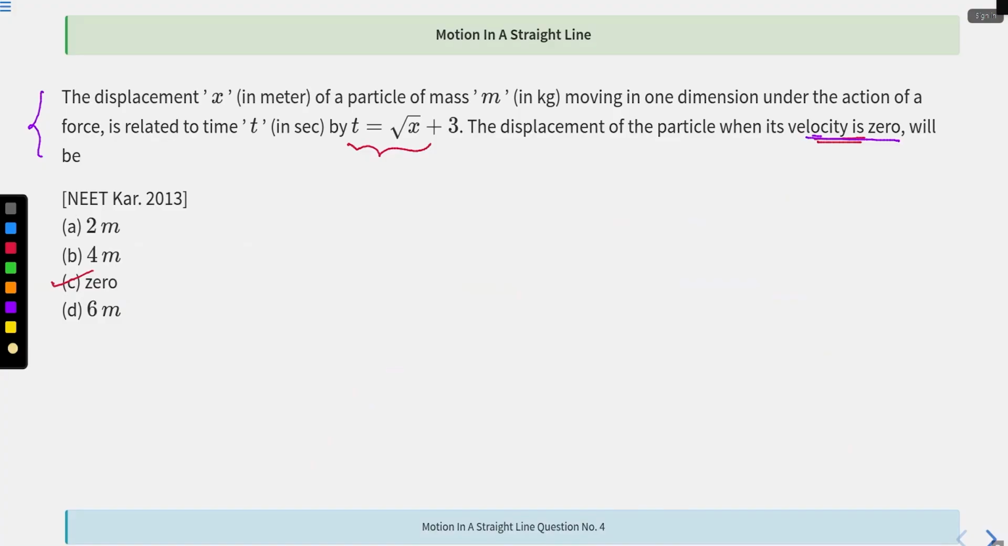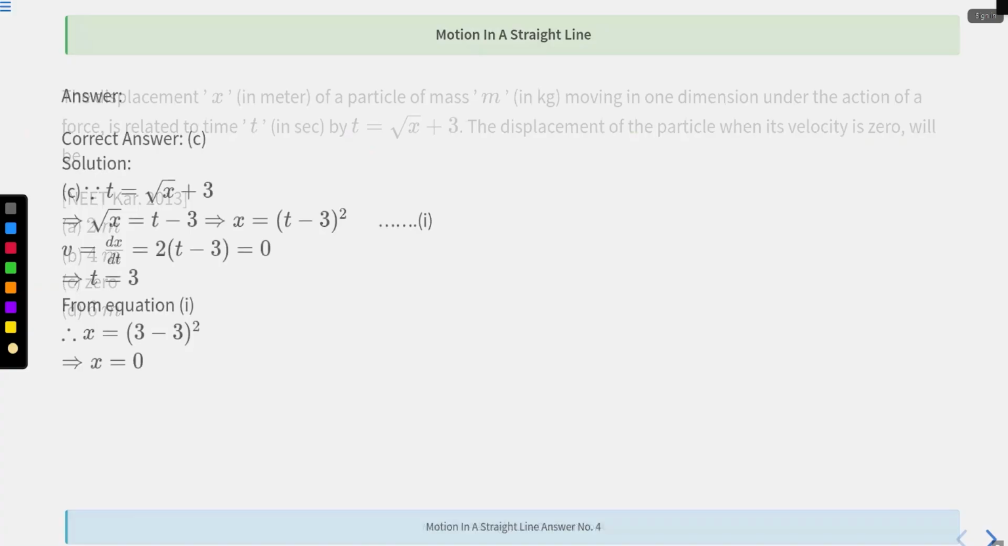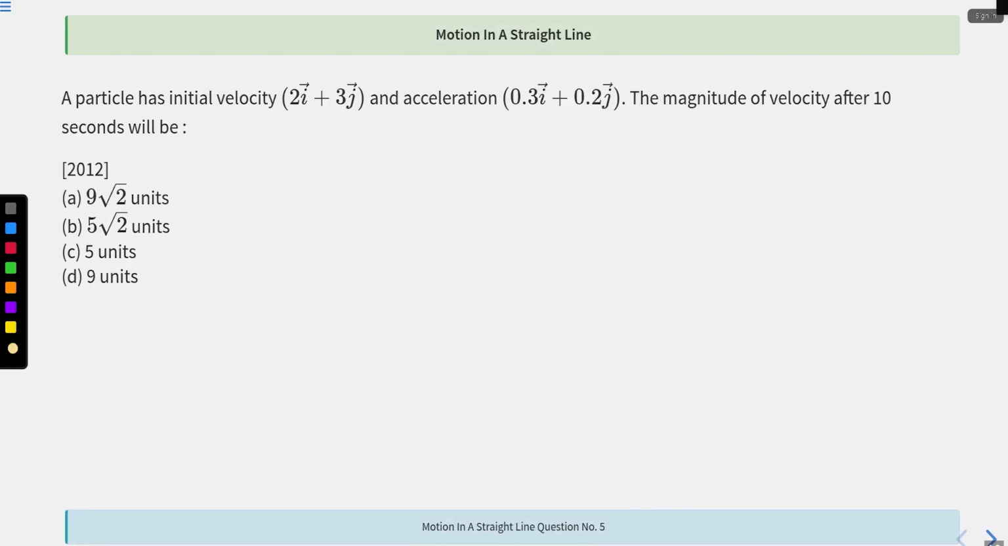So more frequently we usually get these kinds of questions in your NEET and JEE Mains. As you can see, this is a PYQ question of 2013. So since it's a PYQ question, you can expect it to come in any of the exams.